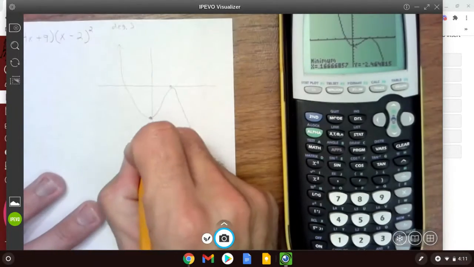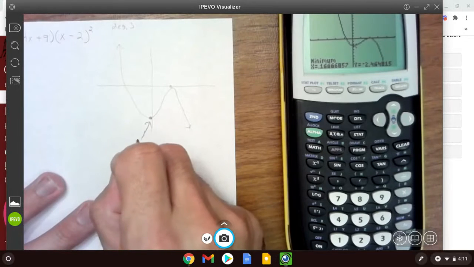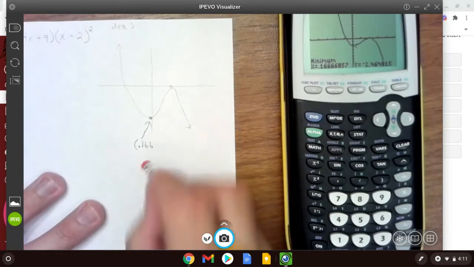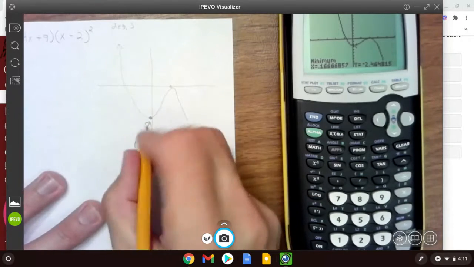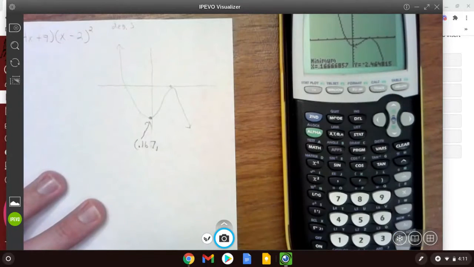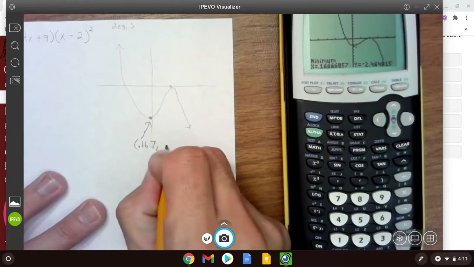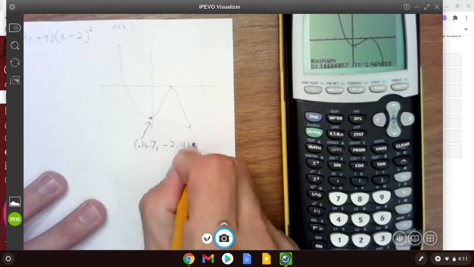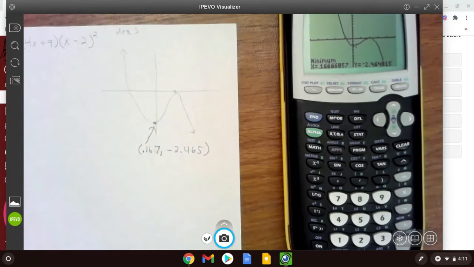All right, so that's 0.166. Well, 0.167, I guess, if we're rounding. And then the y value is negative 2.465. Negative 2.465. Right.